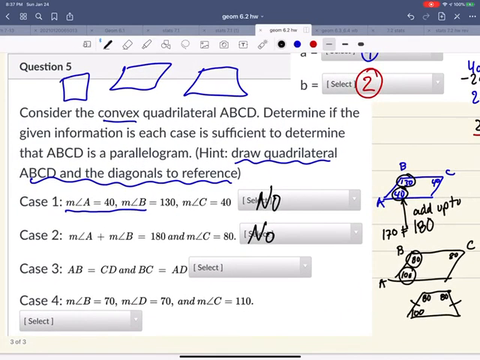All right, let's look at case number three. So case number three, if we had AB is equal to CD, and BC is equal in length to AD, then I think that would force this to be a parallelogram. I'm going to say yes.